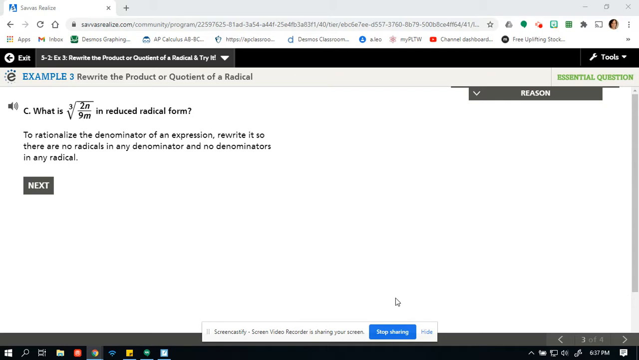Once we work through this, we're going to have a radical in our denominator. In Algebra 2, we don't want that. We want our denominators to be clean. So we're going to do what's called rationalizing the denominator. To rationalize the denominator of an expression, you rewrite it so that there are no radicals in any denominator, or no denominators in any radicals. Basically, you want that denominator to be a clean number.